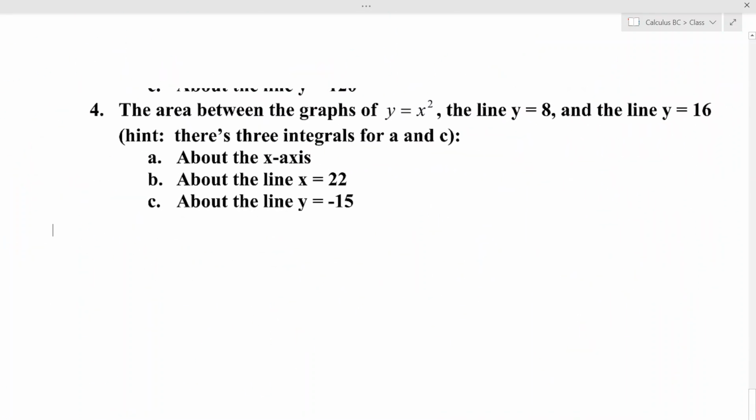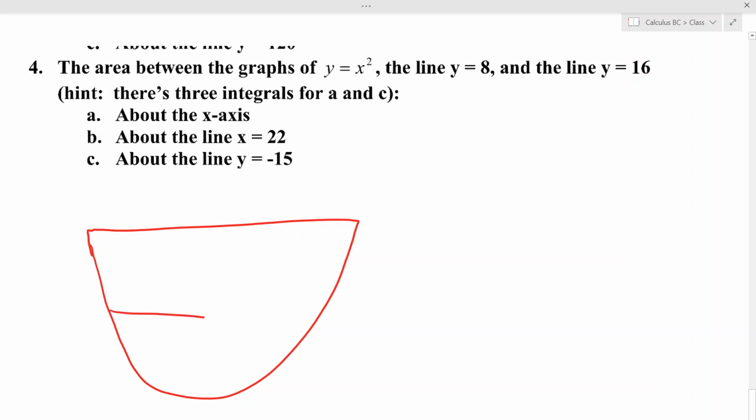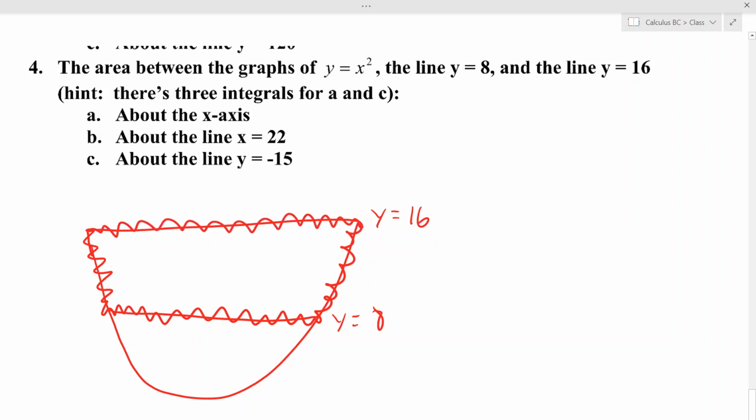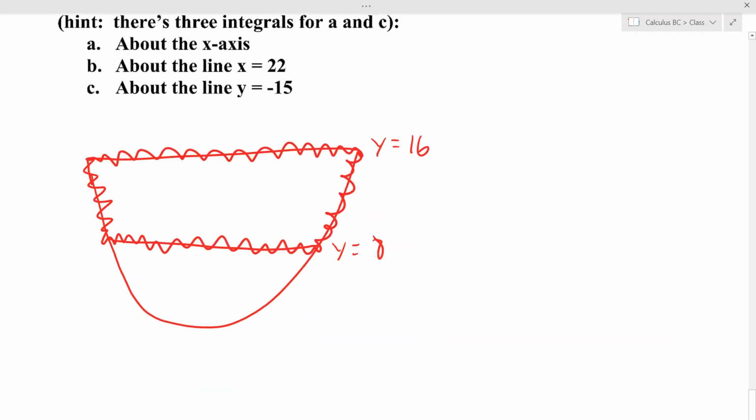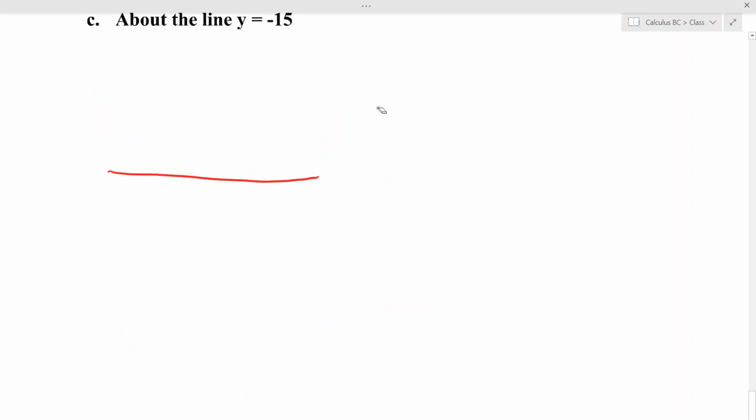So we want the graphs of x squared, so we know what that looks like. The lines y equals 8, which we'll say is here, and y equals 16, which will be here. So we want to rotate just this portion of it, which seems a little weird. That's what we're rotating around the x-axis. So let's take a look at this. This is kind of a pain in the butt too. I'm just showing you all the bad stuff that can happen.